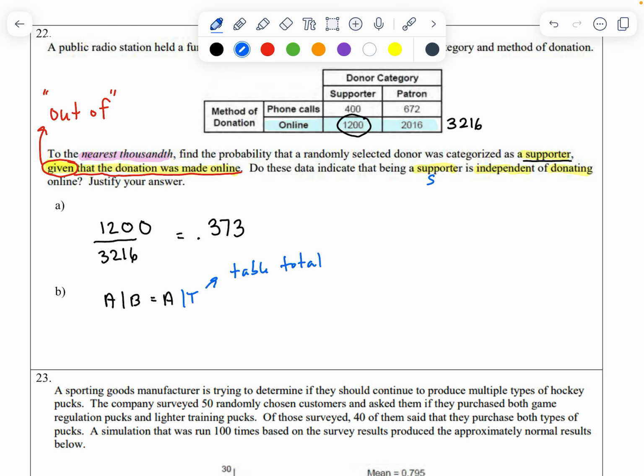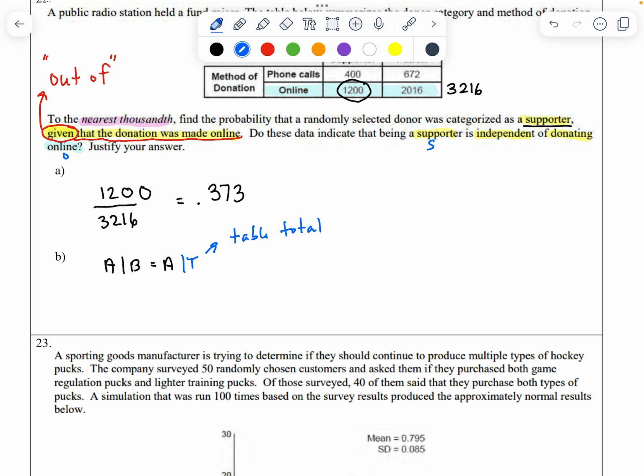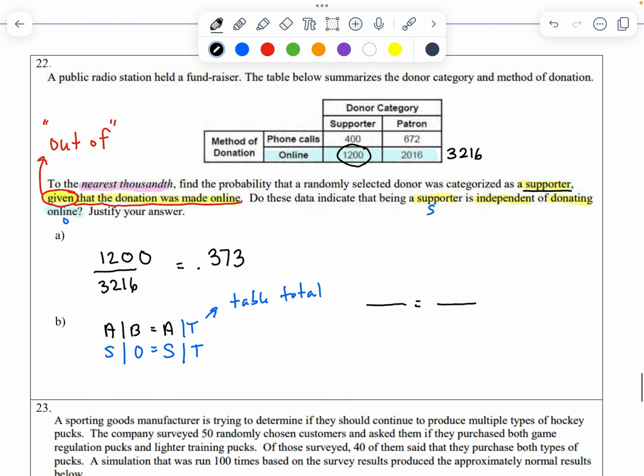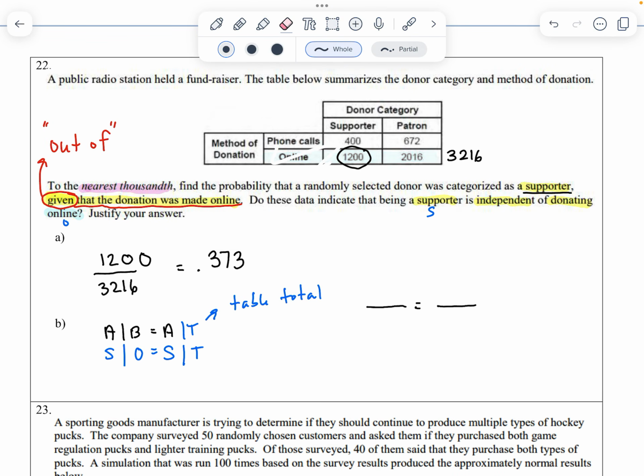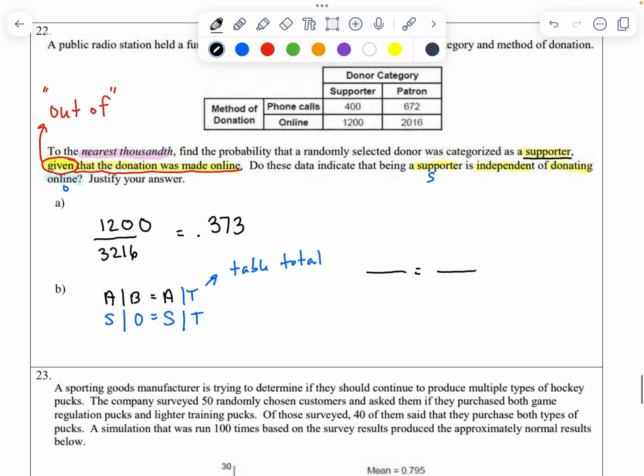So let's use supporter and let's use donate online. So let's use O, okay? So let's use support given online is equal to support out of table total. So when this happens, it's always going to be 2 fractions, 4 numbers, and they are not going to repeat. All right, here we go.